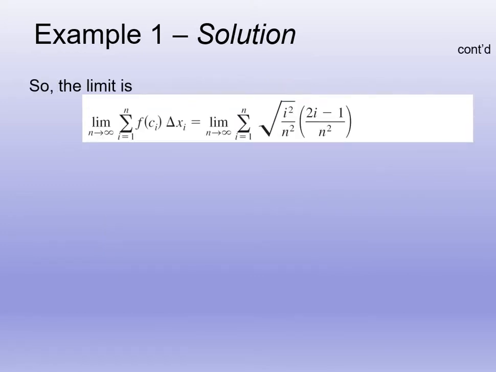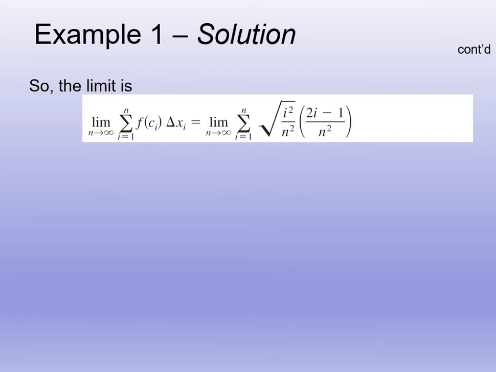So when we substitute everything in, alright, we substitute in the i squared divided by n squared for the ci, and it went into our function. Our function is the square root of x. So we replaced x with i squared over n squared, and then we just calculated our delta xi, which is the width of each interval. That ended up being 2i minus 1, okay, divided by n squared.